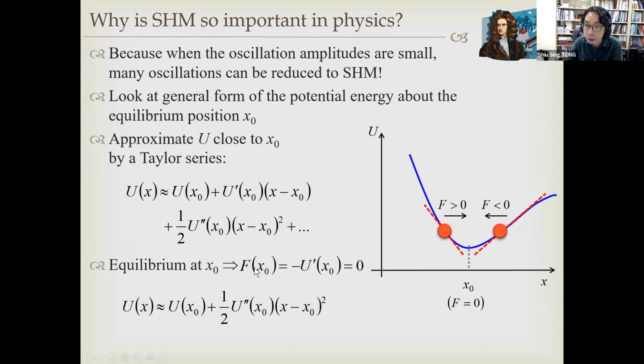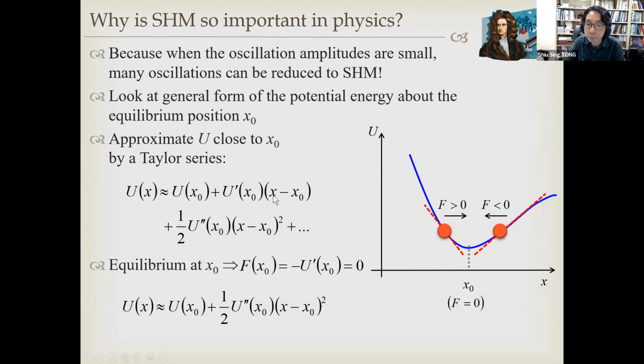Okay, the force is minus du/dx, right? And minus du/dx at the position of the equilibrium is 0, because this is a minimum in the energy. So its first derivative is 0 there. And this is of course true because the force is 0 at the equilibrium position. That corresponds to a 0 slope of the potential energy curve, and that's a minimum in the potential energy curve. Okay, so the second term has gone.